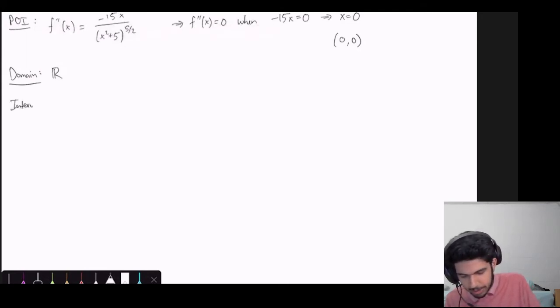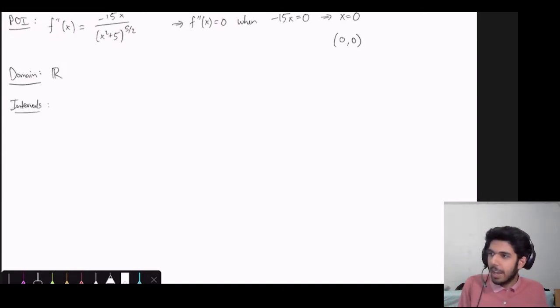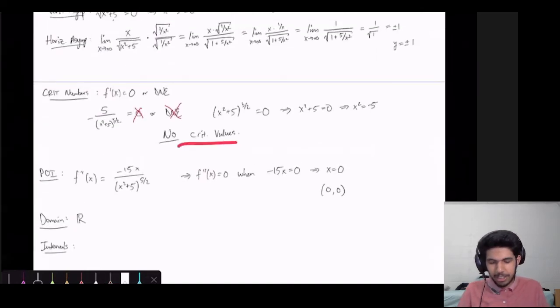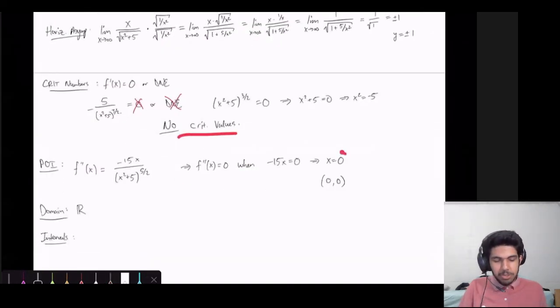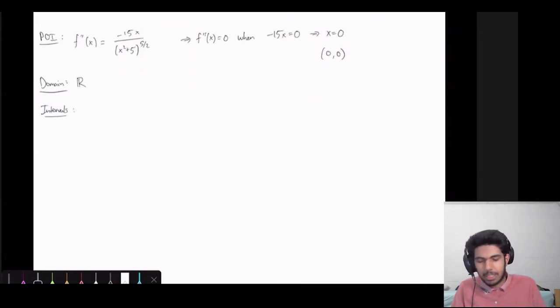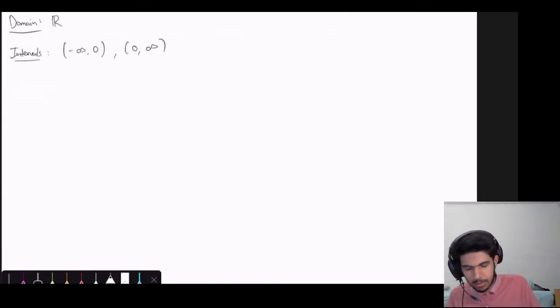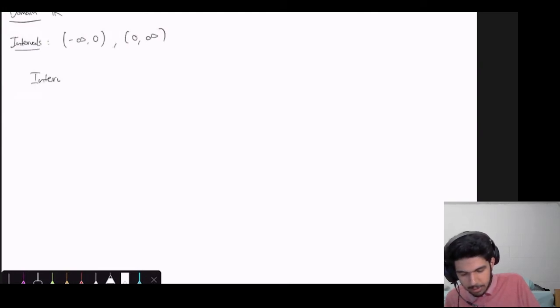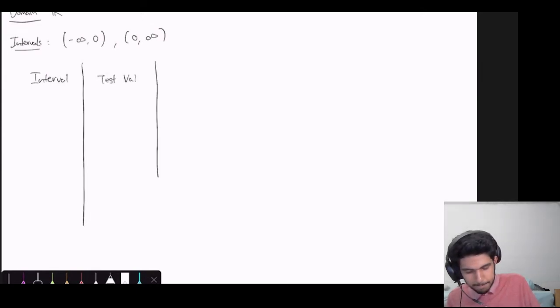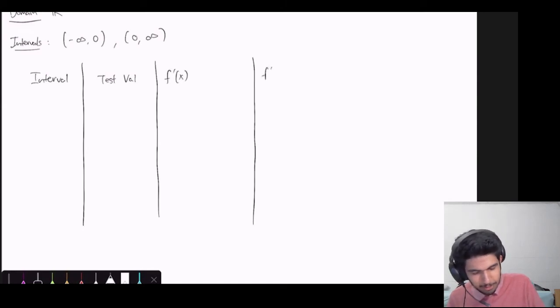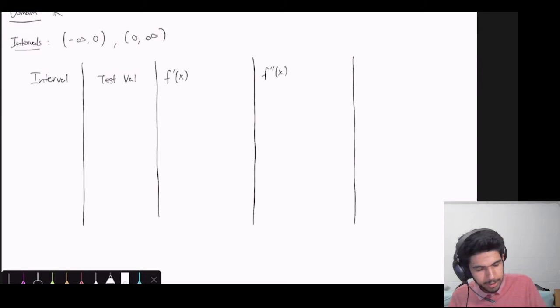Now we'll consider our intervals. And you're like, okay, well, we don't really know where to split things up because we didn't have any critical values or vertical asymptotes. But we do have this nice little point of inflection, so that might be a nice place to split things up. So let's just consider from negative infinity to 0 and 0 to infinity. So now we create our table: interval, test value, f prime of x, I forgot what the equation is, f double prime of x, and then conclusion.